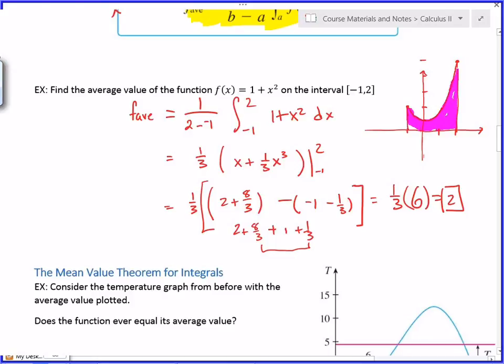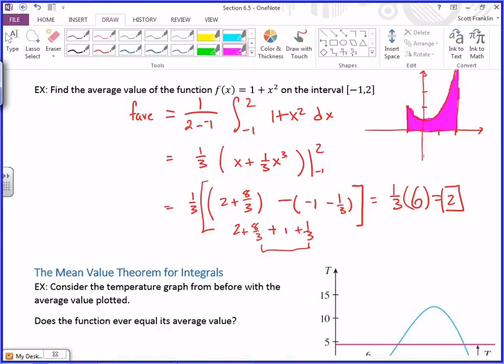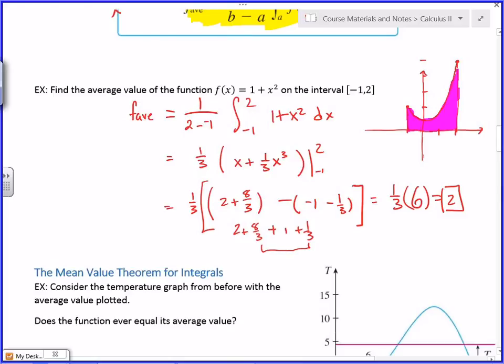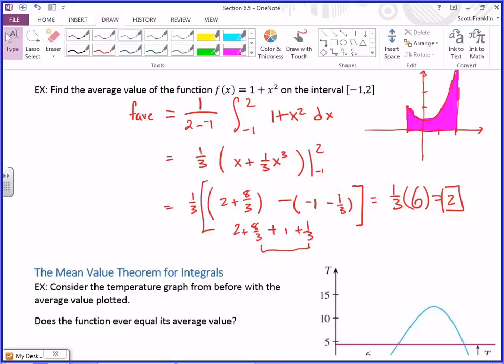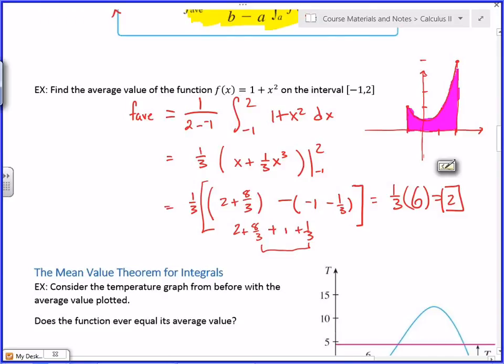That area right there is the same as if I were to draw a blue line at a height of 2. All right, we're saying that's the average value of that function over that time.